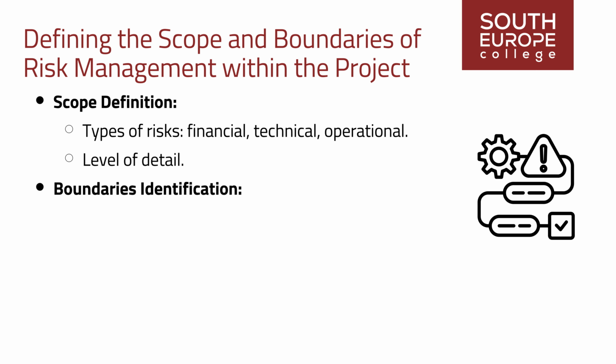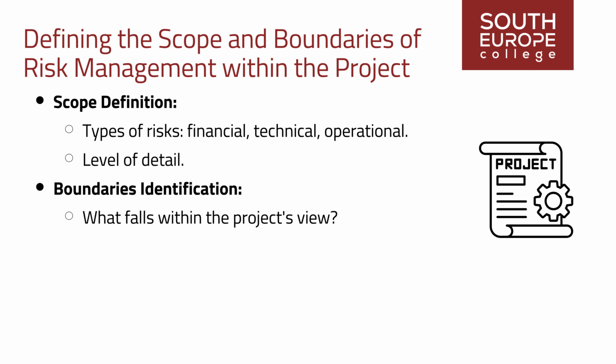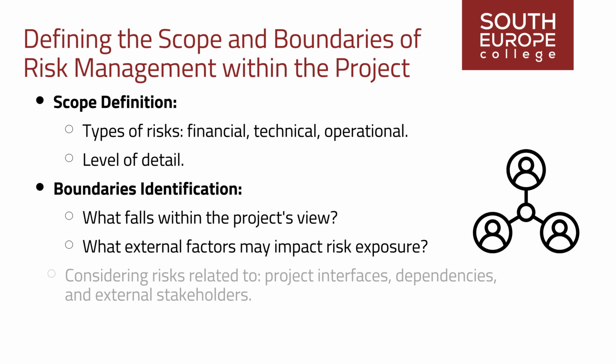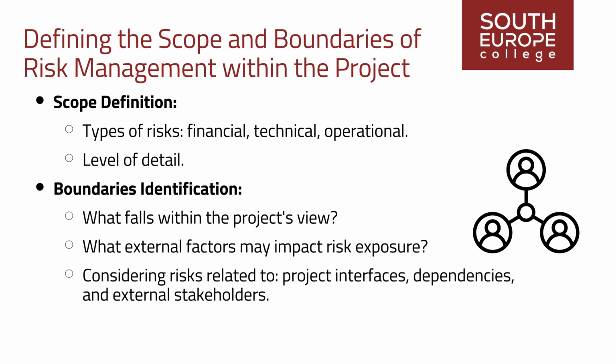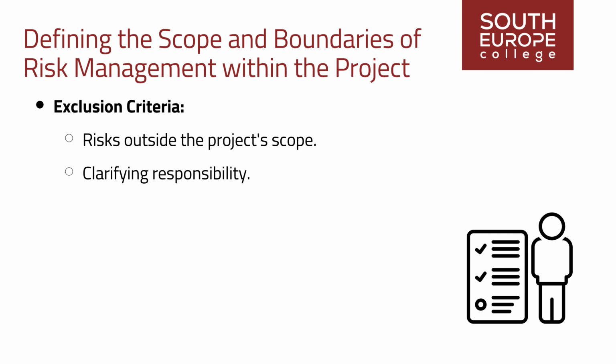Boundaries identification. Establishing the boundaries of risk management by defining what falls within the project's view and what external factors may impact risk exposure. This may involve considering risks related to project interfaces, dependencies, and external stakeholders. Exclusion criteria. Identifying any risks that fall outside the project's scope and clarifying the responsibility for managing such risks. This ensures that risk management efforts are focused on areas where the project team has control or influence.